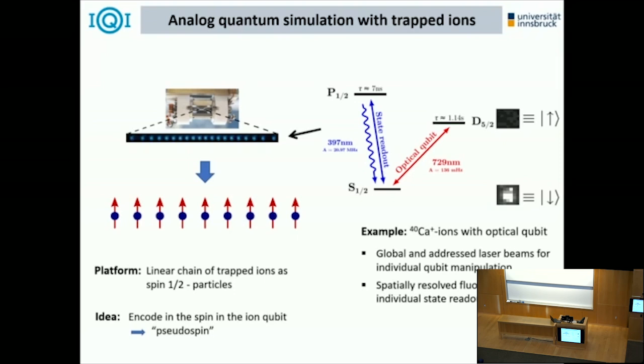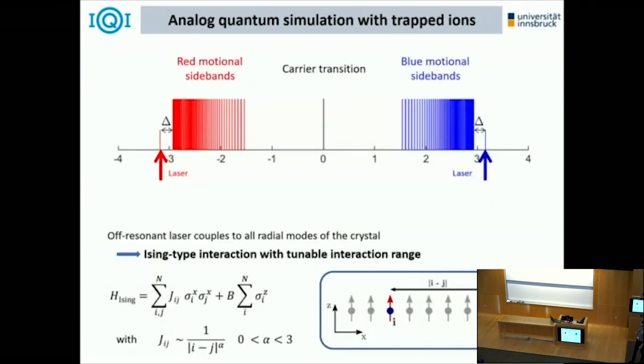But how does this work? So the ions are a few microns away, so neighboring ions don't care if the other one is in the S or in the D state, but we can make use of the fact that the ions are in a single 3D potential, and this gives some normal modes. And these motional modes we can actually use to mediate some interactions between the ions. And this is shown here.